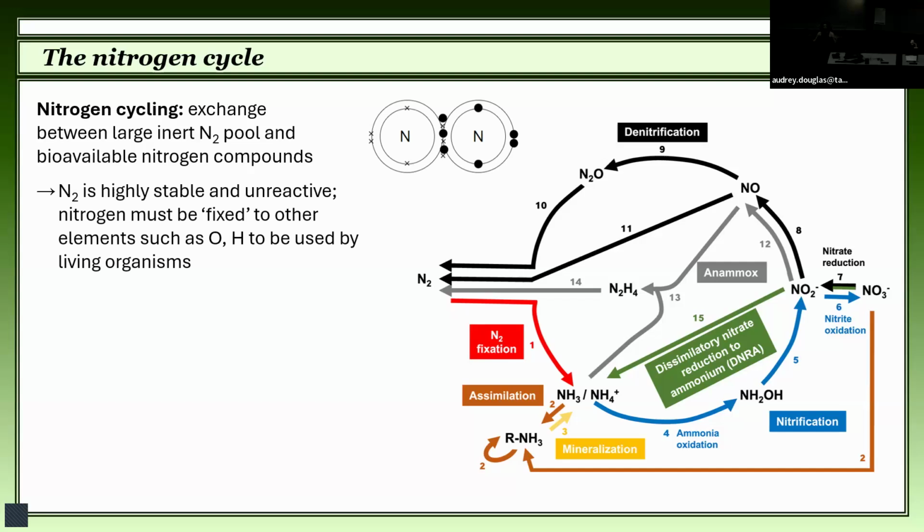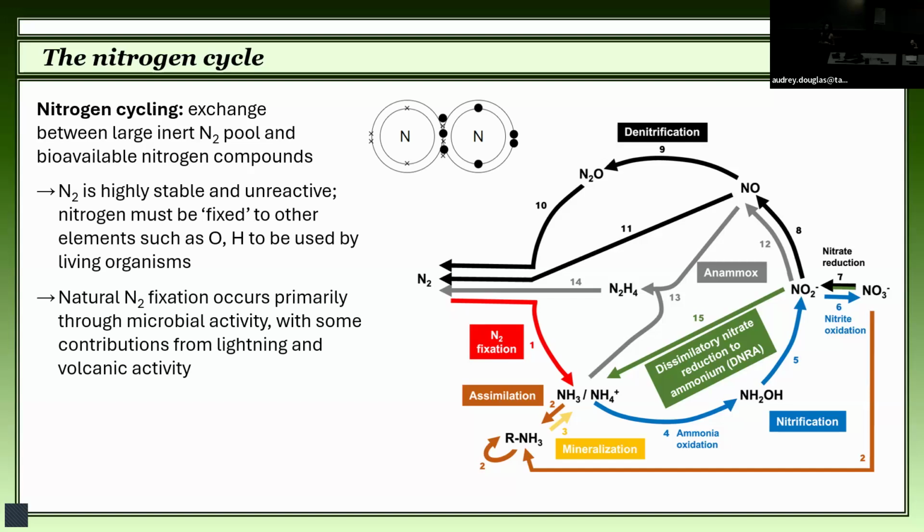So we have to meet our nitrogen needs by using nitrogen in a fixed form, where it's combined with other elements such as oxygen and hydrogen. And natural nitrogen fixation occurs primarily through microbial activity. So there's a small subset of organisms that can take that diatomic nitrogen and break it up and fix it with other elements. And so that makes nitrogen available to plants for assimilation, for their metabolism.